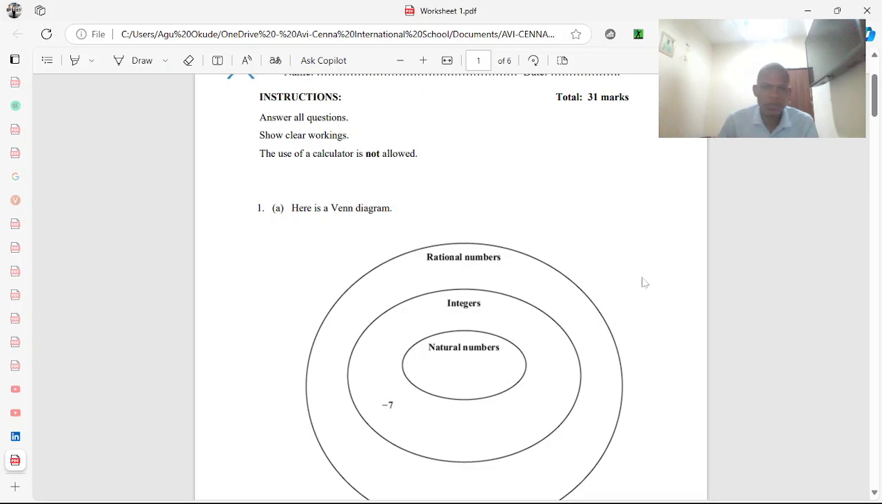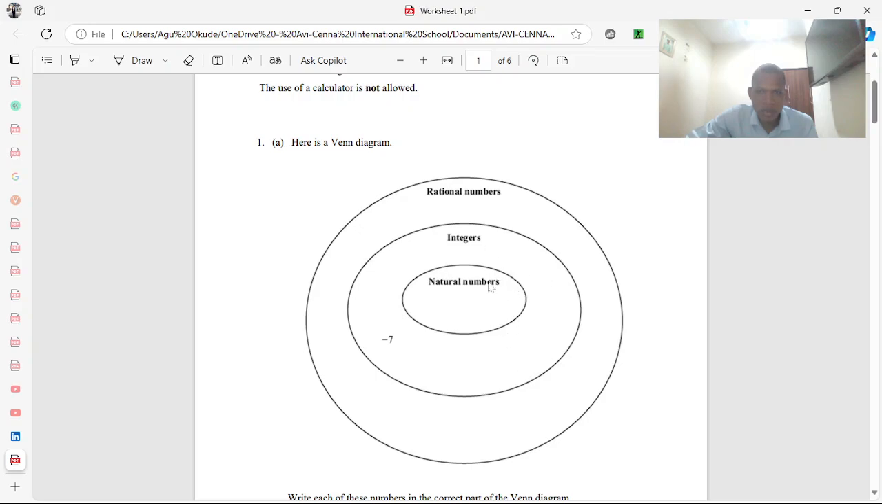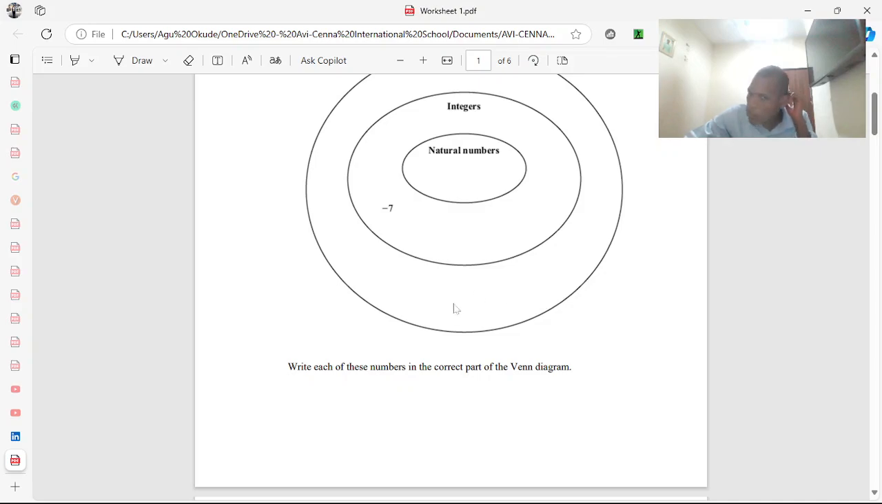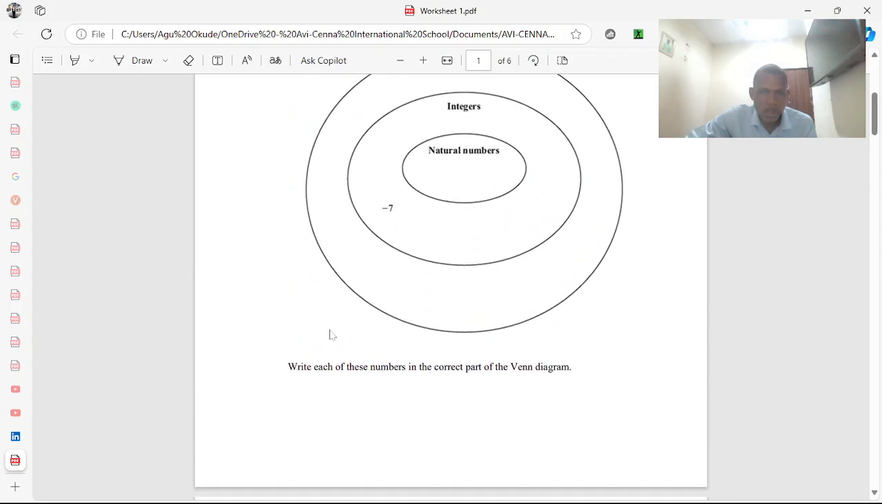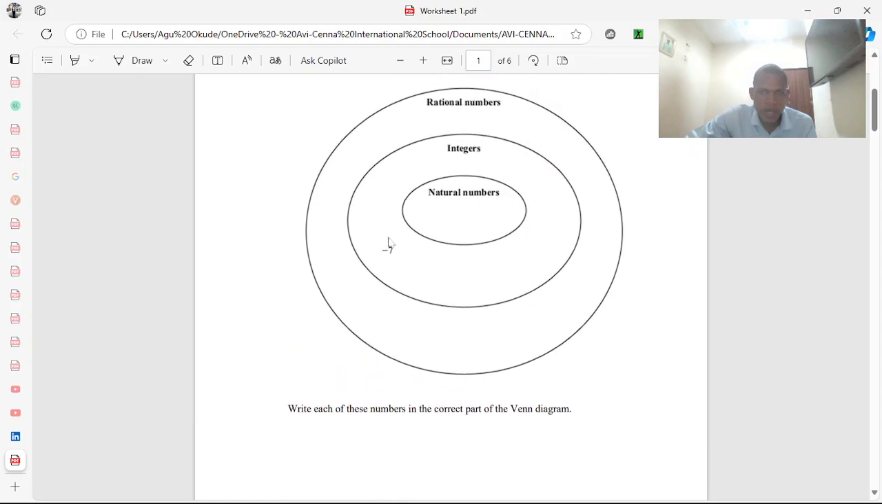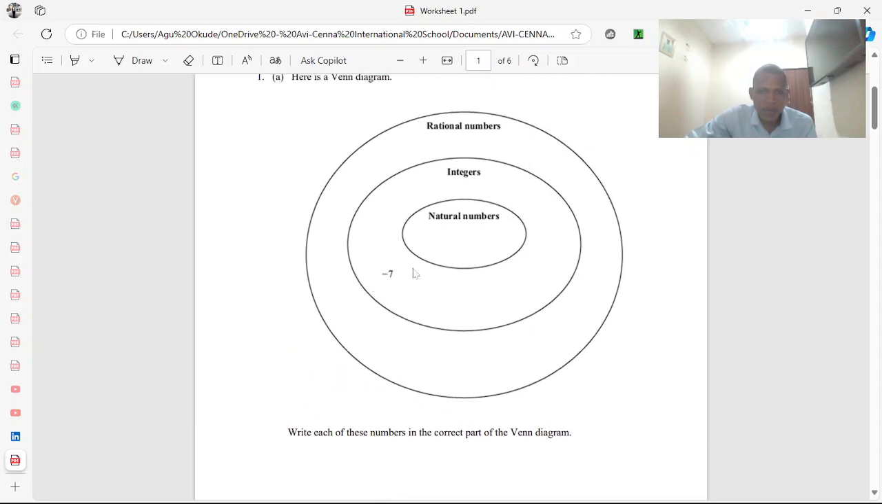So this is a walkthrough video of some checkpoint year 9 math questions. Now, here's a Venn diagram. We are given these three circles: rational numbers, integers, and natural numbers. It says write each of these numbers in the correct part of the Venn diagram. One has been done for you. They have already placed -7 here. So -7 is an integer.